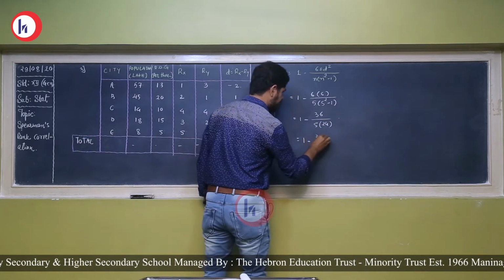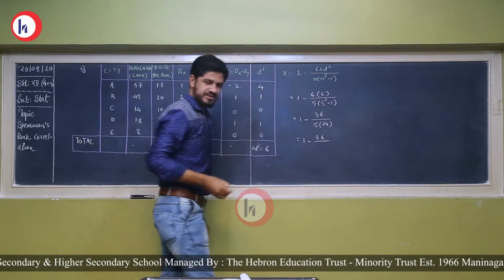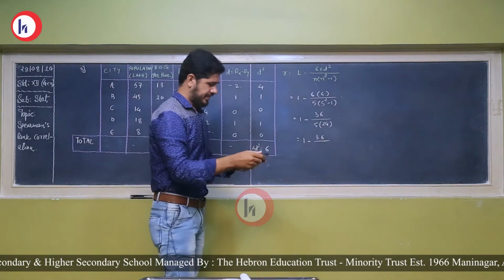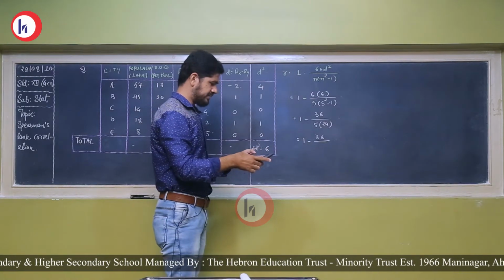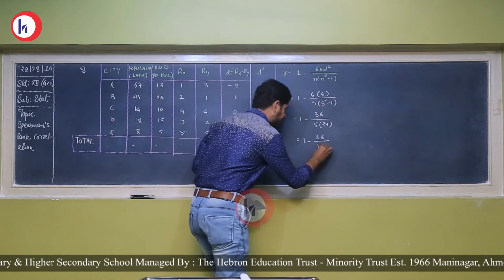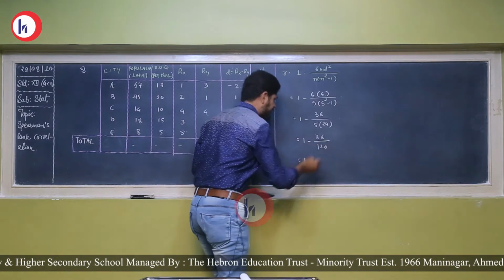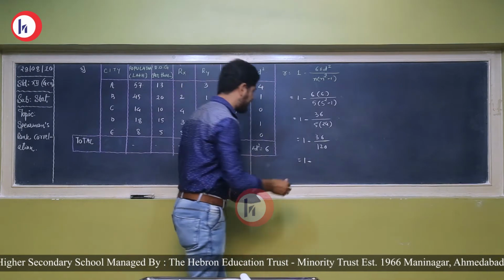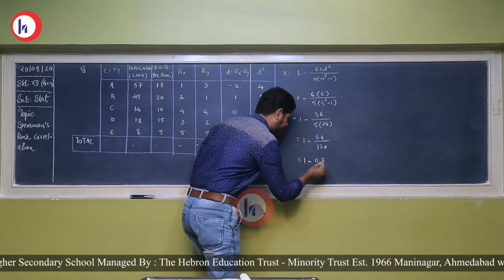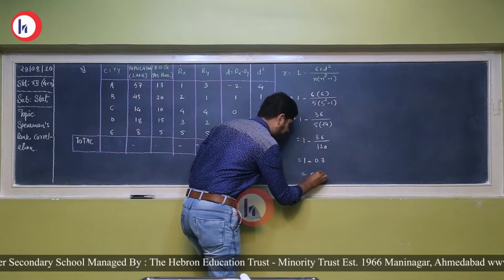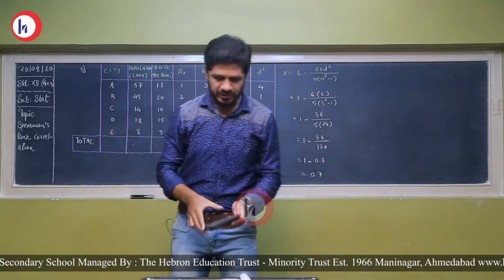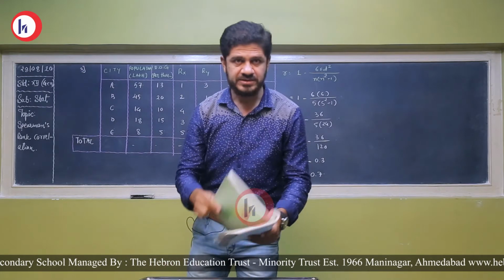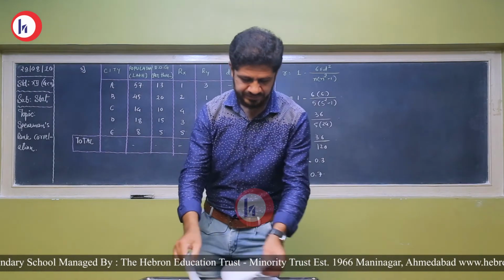So 1 minus 36 upon 24 fives are 120. 24 fives are, yes, that is 120. Now let's divide 36 by 120. So 36 divided by 120 will get 0.3, and our final answer is 0.7. Okay, hope you understand the sum. Let's come to the next one.